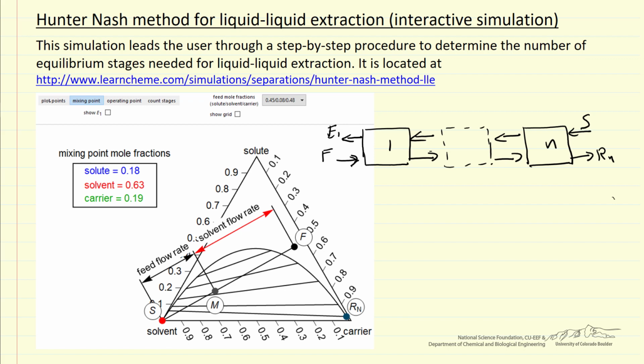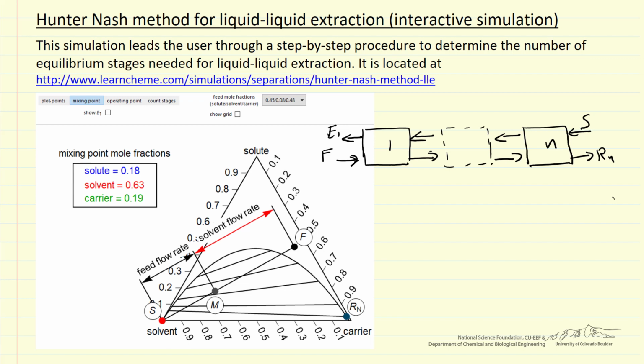I'm going to briefly describe how to use this interactive simulation which demonstrates the Hunter-Nash method for liquid extraction, and I'll lead you through when we look at the simulation. Won't go into all the details as the reasons for what we're doing. There are screencasts that do this in significant detail, but the idea is we have a process with stages.